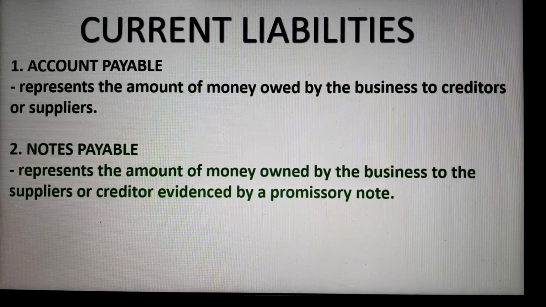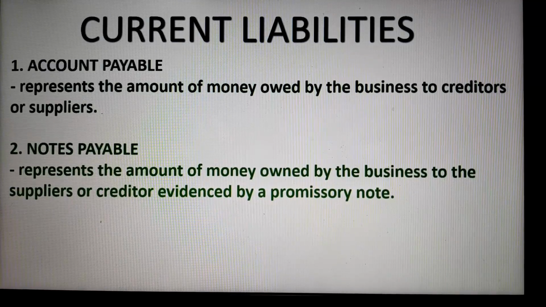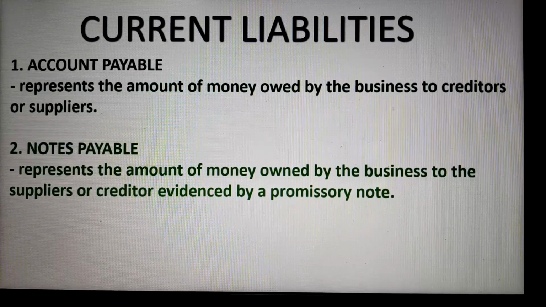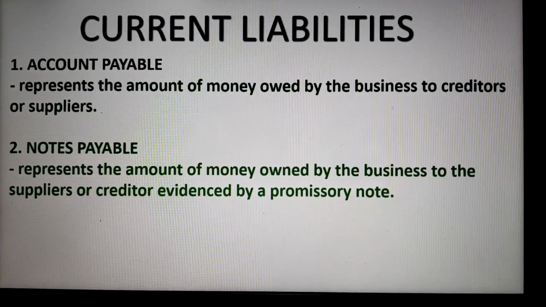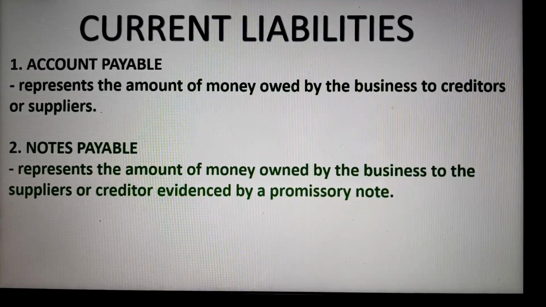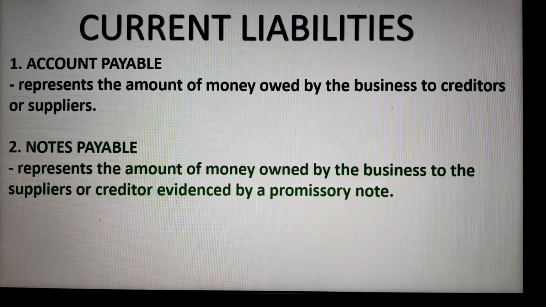First, let us discuss the current liabilities. The first account is accounts payable, which represents the amount of money owed by the business to creditors or suppliers. In assets, we've discussed accounts receivable, where the customers owe the company. In accounts payable, it's the other way around: you owe your creditors or suppliers. There are instances, especially when you are a merchandising business, when you purchase supplies on credit, and you have to pay them by the dates you agreed on.